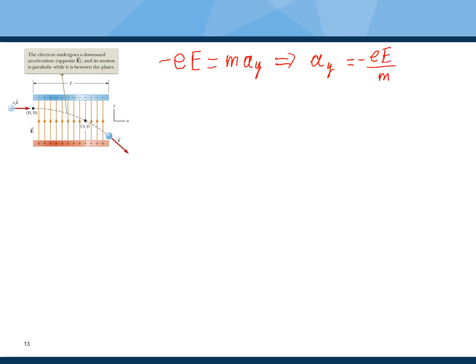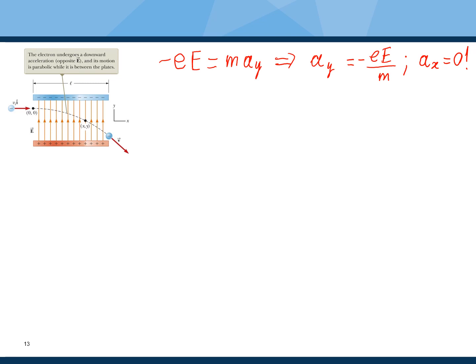Little e stands for the charge of the electron, 1.6 times 10 raised to minus 19 coulombs, and big E stands for the electric field. The mass m is the mass of the electron. So once we've obtained the acceleration, we realize that there is no acceleration in the x direction, but there is an acceleration in the y direction, and therefore we can solve the equations of two-dimensional motion.